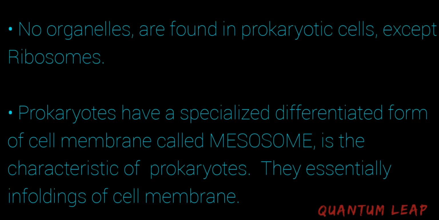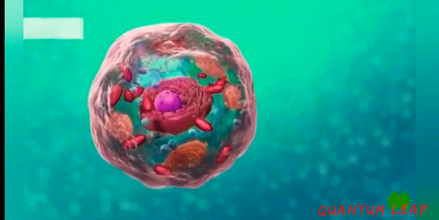No organelles are found in prokaryotic cells except ribosomes. So you must remember that ribosomes are present in both prokaryotic and eukaryotic organisms. Prokaryotic organisms have a specialized differentiated form of cell membrane called mesosome. It is one of the most important characteristics of prokaryotes. They are essentially enfoldings of the cell membrane. So the cell membrane is enfolded towards the inner side and these are called mesosomes. If you want, you can pause the video and write down the points.